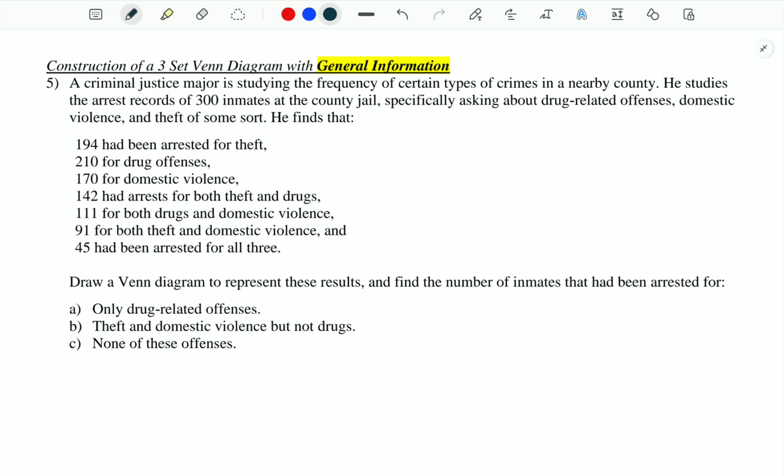A criminal justice major is studying the frequency of certain types of crimes in a nearby county. He studies the arrests of 300 inmates at the county jail, specifically asking about drug-related offenses, domestic violence, and theft of some sort. Before I continue, it says here to draw a Venn diagram to represent the results and answer questions A, B, and C. But we have 3 sets: drug-related offenses, domestic violence, and theft.